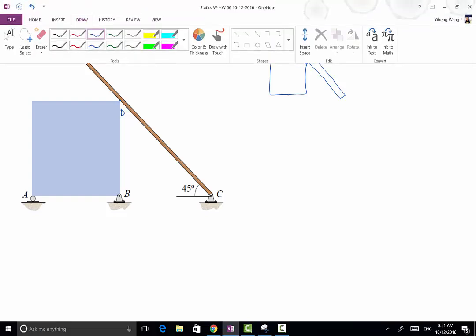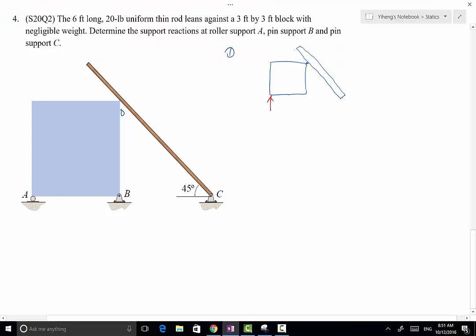So what forces do we have? We have AY here at the roller support, BX, BY, CX, and CY. And then don't forget we have a 20-pound weight of this rod. So obviously, from this free body diagram, we have 5 unknowns. We cannot solve for all of them. So we need to draw free body diagram of the block and the rod individually.